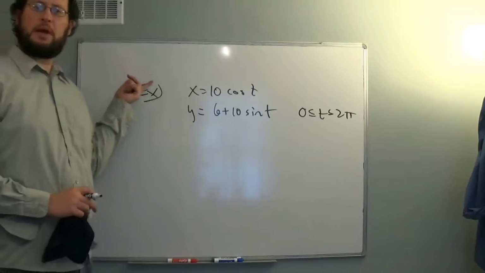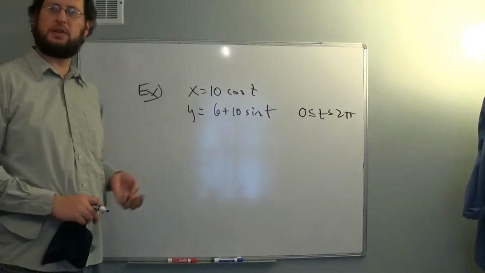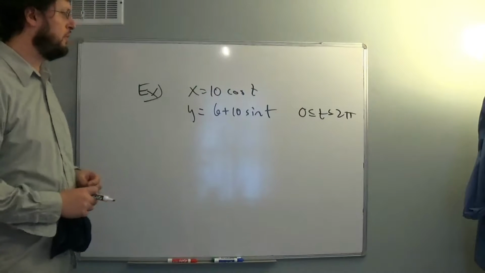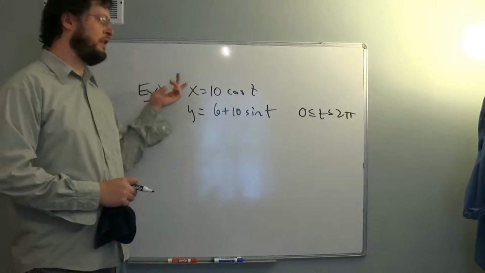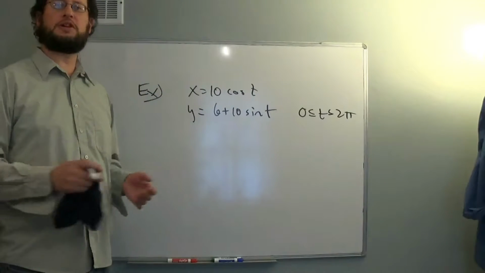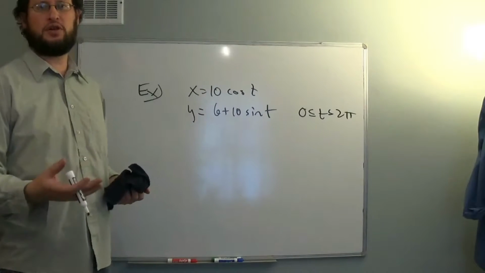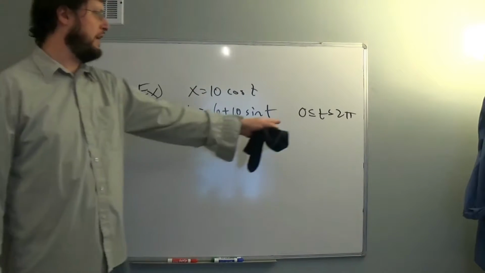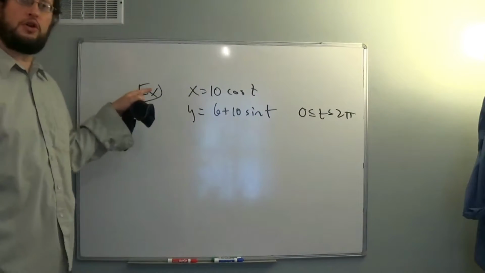If we consider the given parametric equations, x equals 10 cosine t and y equals 6 plus 10 sine t, we will be asked to eliminate the parameter, so just to get an equation with x's and y's, and sketch its curve, and also how it's traversed as t moves from 0 to 2 pi. Alright, so this one we also have to be a little clever.